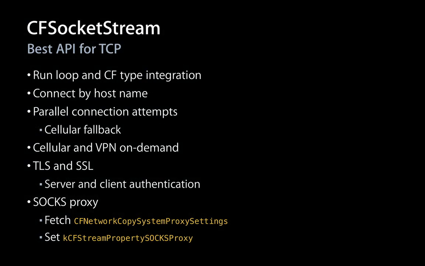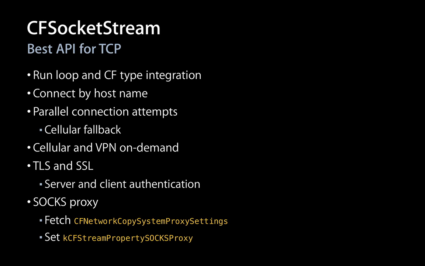Now we're going to go into the APIs that you can use to take advantage of these protocols on the system. For TCP, the best API is CF Socket Stream. CF Socket Stream provides a really nice CF run loop integrated TCP connection. It also works well with the CF types. It provides a nice connect by hostname API. If you're dealing with a sockets layer, you're responsible for converting a hostname to a list of addresses and then telling the system to connect to one of those addresses. With CF Socket Stream, you just pass the hostname into us, and we'll take care of the rest for you.